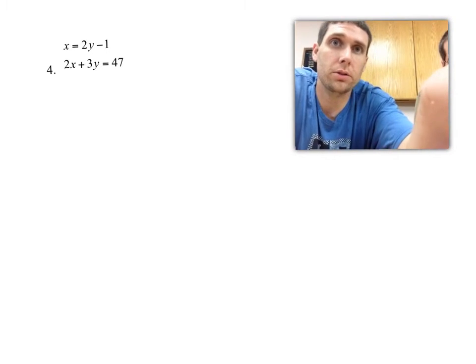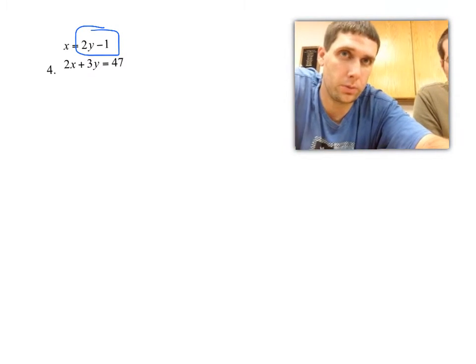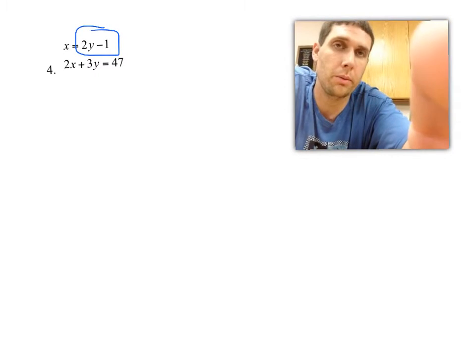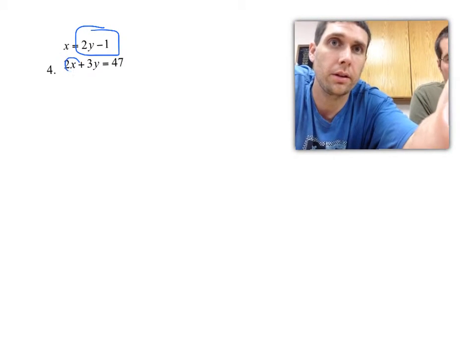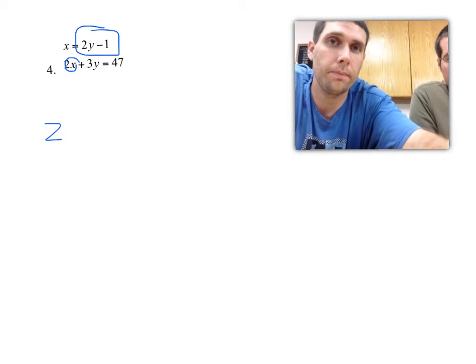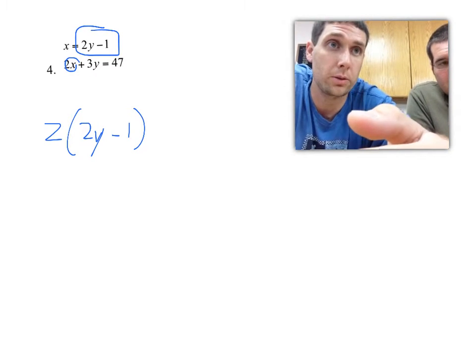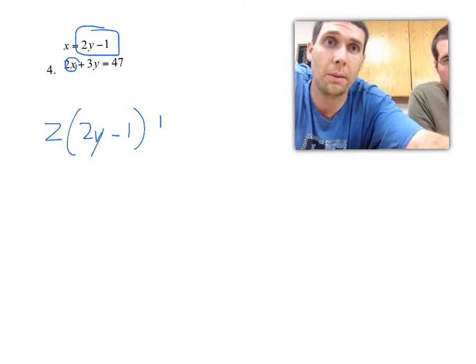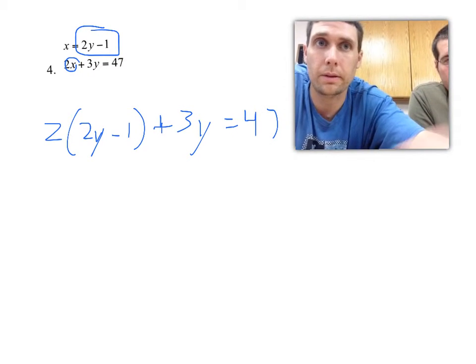We know x equals 2y minus 1. So what I'm going to do with that 2y minus 1 is I'm going to use it and replace x in the bottom equation with 2y minus 1. So instead of writing down 2x here, I'm going to write down 2 and replace that with 2y minus 1, because we know that x is 2y minus 1, so we're just changing that. And then I'm going to copy the rest of the equation down. Plus 3y equals 47.